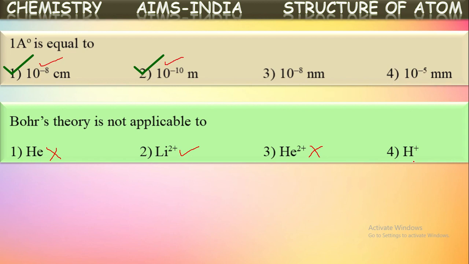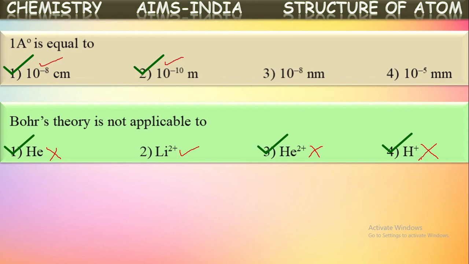Okay, what about H plus? We know hydrogen has only 1 electron, but as mentioned here, H plus lost its 1 electron. No electrons in H plus. So for this also, Bohr's theory is not applicable. Now the question asks for which Bohr's theory is not applicable. For which? 1, 3, 4. For these three, Bohr's theory is not applicable. Okay.